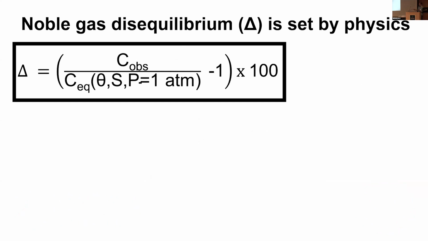So really, there's only one thing to pay attention to in this talk, right? This is the only parameter I think I'll be showing, which is delta. It's a percent difference from equilibrium. It's a disequilibrium. And it's a difference between an observed concentration of a gas, say xenon in the deep ocean, from the value you'd expect at solubility equilibrium at a given potential temperature and salinity, and assuming 1 atmosphere pressure, right? So it's just a percent deviation from equilibrium.